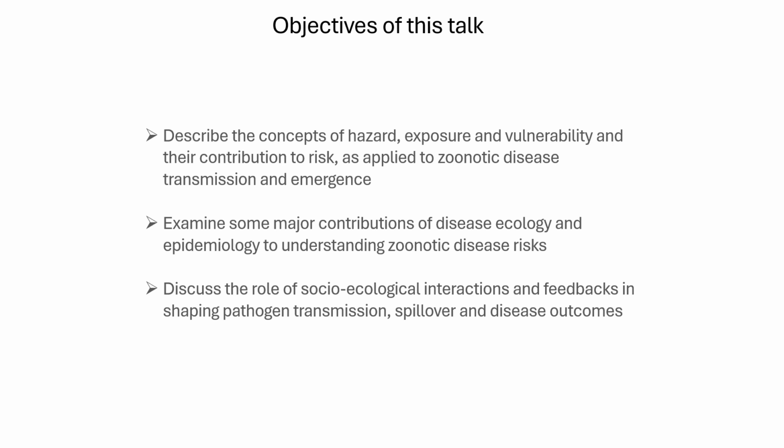In the process of doing this, we'll examine some major contributions of disease ecology and epidemiology to understanding the risks of zoonoses. And then later on in the talk, we'll discuss a bit more about how socioecological interactions and feedbacks will shape pathogen transmission and spillover and disease outcomes. And this idea that risk is more complicated and shaped by some of these really complex interactions between social and ecological systems, and that we might need to understand those better in order to better intervene.